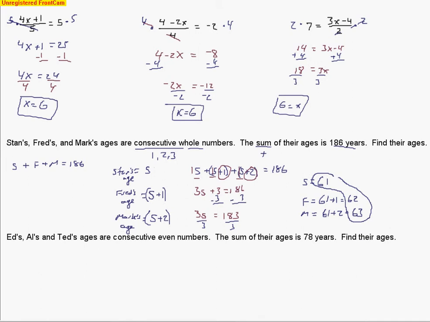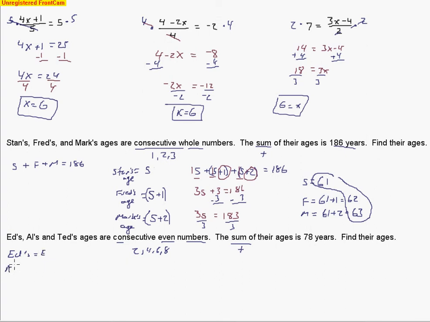Well, very similar problem here. We have now Ed, Al, and Ted. Their ages are consecutive even numbers. So that means like 2, 4, 6, 8, those types of numbers. The sum means, again, we're going to add their ages is 78 years. So we're going to do it the same way. So let's say we got Ed's age. Ed's we'll say is E.